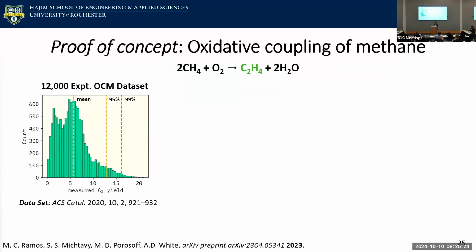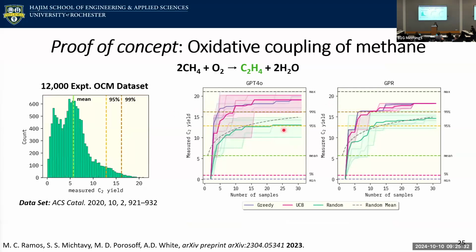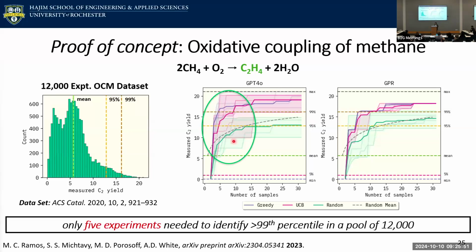And so what this looks like in practice, again, I'm showing you the data set here, the histogram of the data for these 12,000 experiments. We ran the procedure several different times, several different models. We've run it on the latest GPT-4o model. We've also run a similar workflow where we're using GPR, and in GPR, we're just running Bayesian optimization on the embeddings themselves. And so what we see for these, the example here, is that we're able to, within about 5 experiments, identify greater than the 99th percentile of performing catalysts in this pool of 12,000. And interestingly, running this with GPR gives us very similar results.